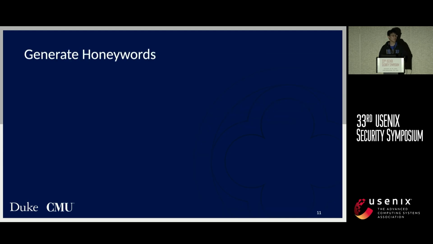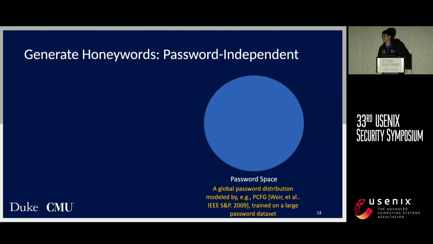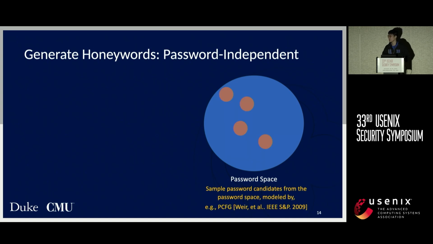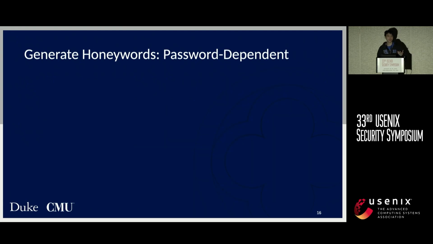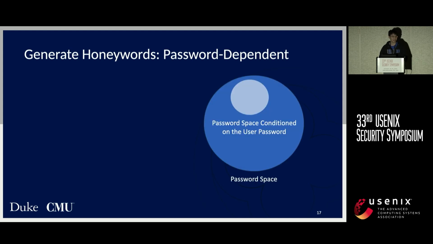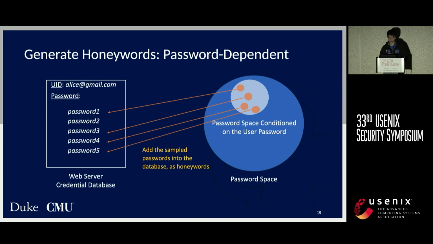And there exist many Honeyword generation algorithms used to generate Honeywords. They could be divided into two types. The first type is password independent. This method utilizes a password model to learn the distribution from passwords, for example, PCFG, and samples candidates from the password model and adds them as Honeywords into the database. The second type is password dependent. This method focuses on a password space conditioned on the user password, samples candidates from this conditional password space, and adds them as Honeywords into the database.